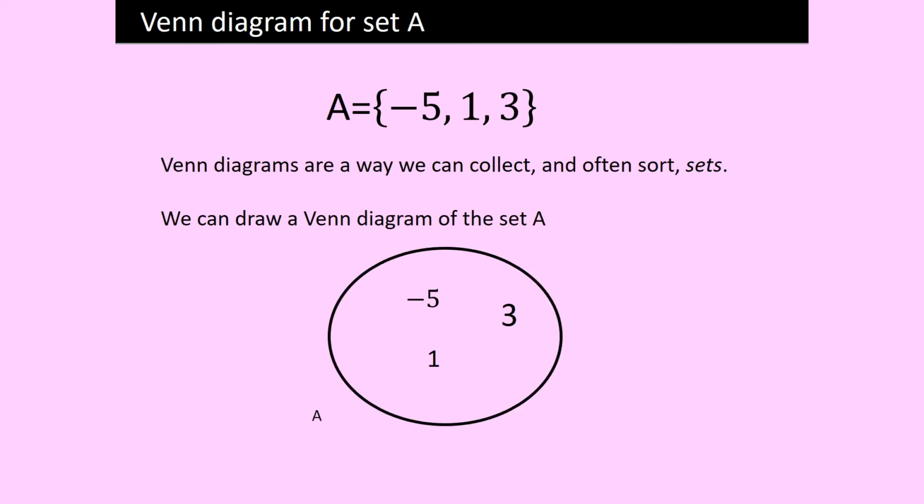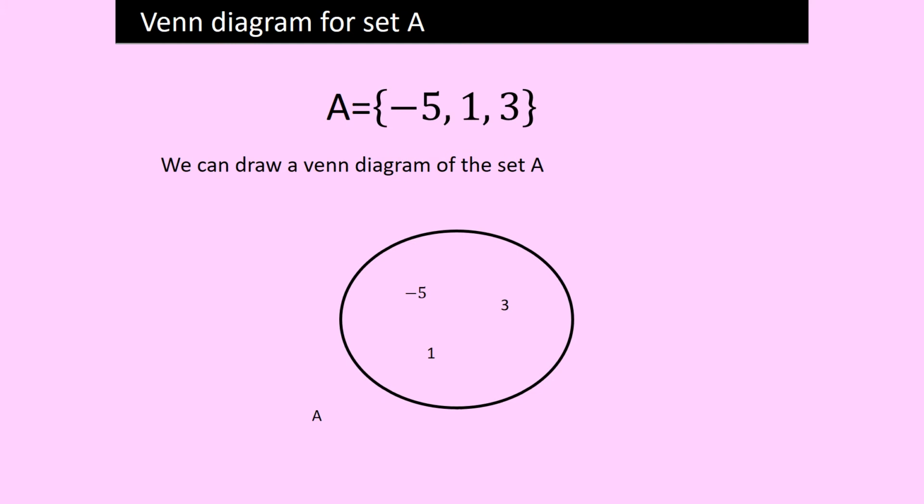So with our example of set A, we could draw a Venn diagram. And a Venn diagram is a very simple way and can be very effective to collect and often sort sets. So we can draw a circle and inside put the elements of the set A. So we've got a circle there, and inside we've got the -5, the 1, and the 3, the elements that are contained within the set A. Well, the number 100 is not contained within the set A, so we leave it outside of the Venn diagram.